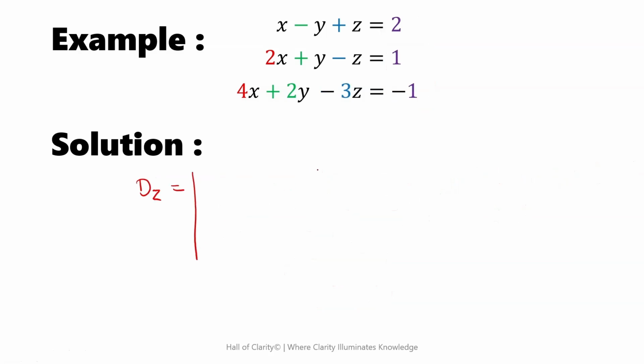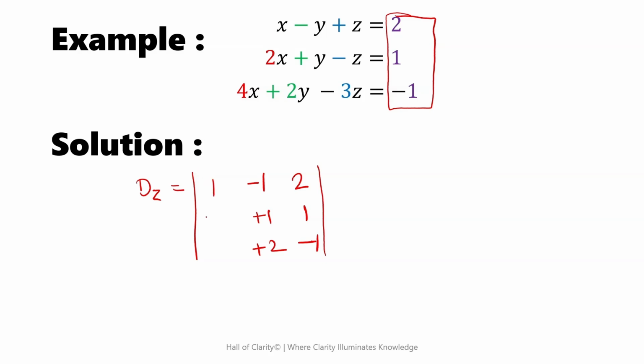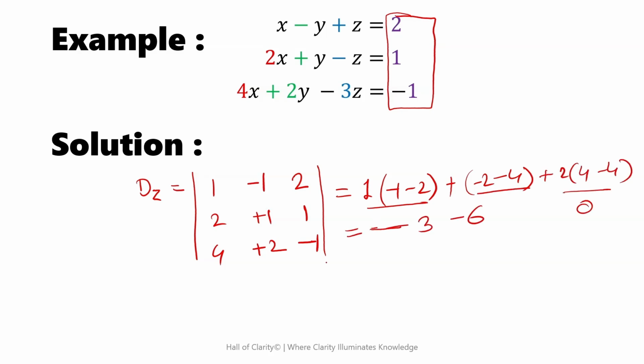To write the determinant of dz, the column of coefficients of z will be replaced with constants of respective equations. The column of z will be written as 2, 1, minus 1. Column of coefficients of y will be minus 1, plus 1, plus 2. And coefficients of x will be written as it is, 1, 2, and 4. After solving them, now these together will give me the value of dz as minus 9.